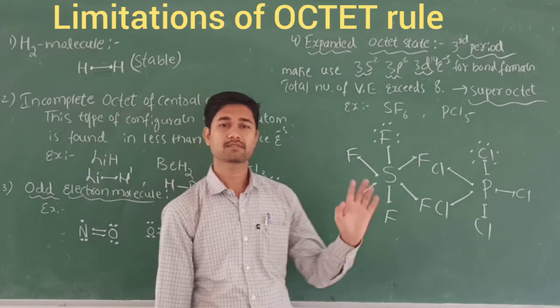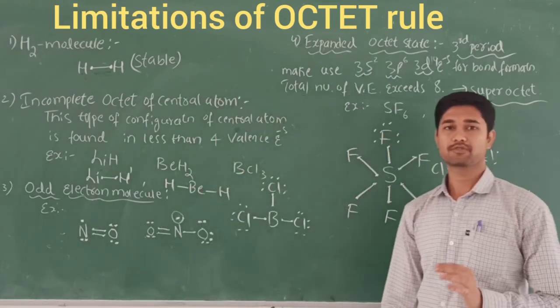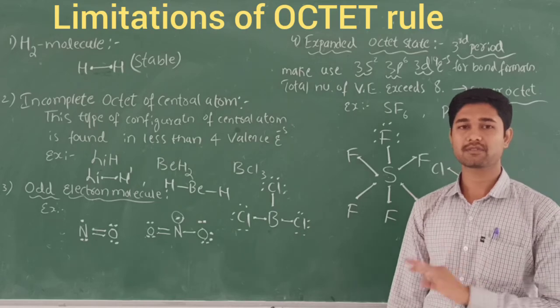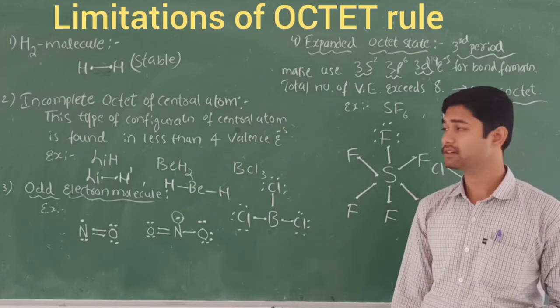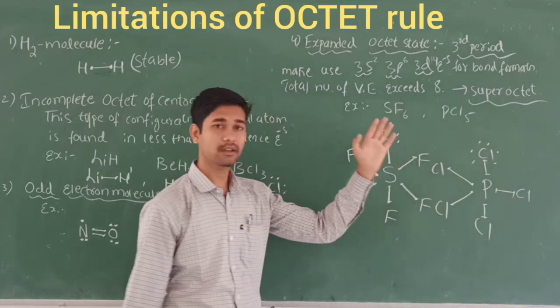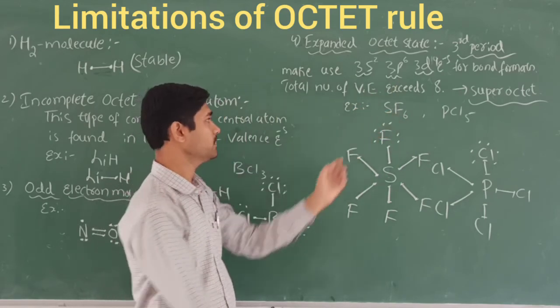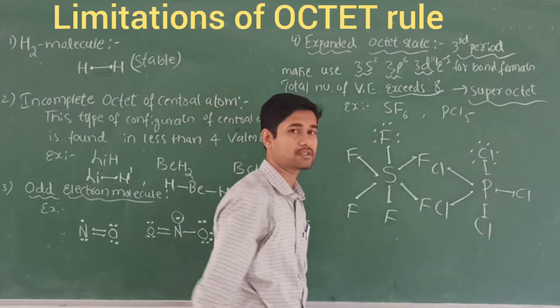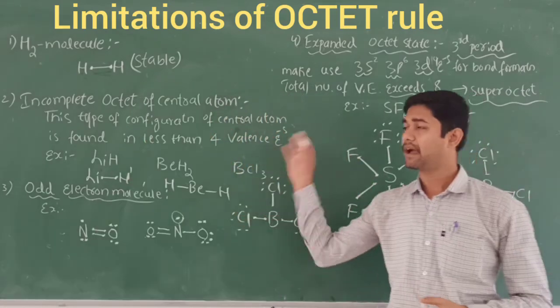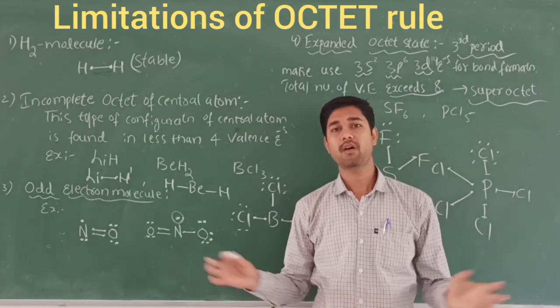So like this, molecules sometimes have fewer valence electrons, and they form an incomplete octet state. Sometimes they have more than the octet, that is, more valence electrons. That's why they are going to exceed the octet, and that is called expanded. I am going to call these the limitations of the octet rule.